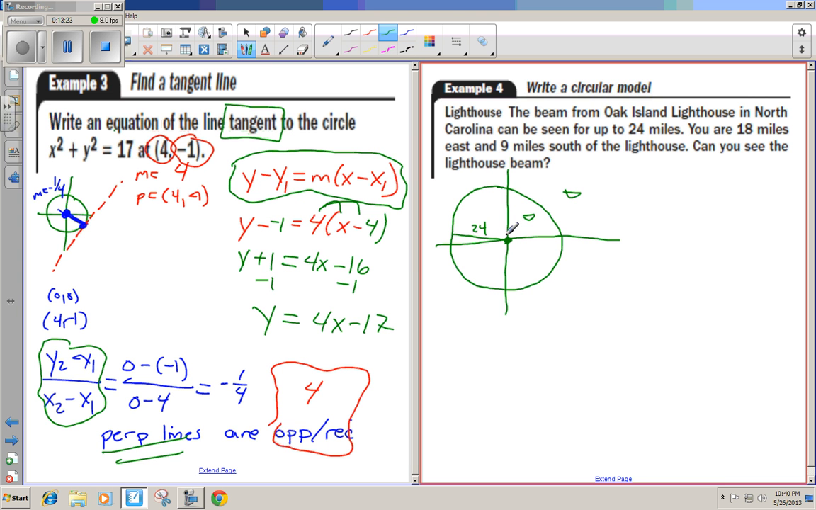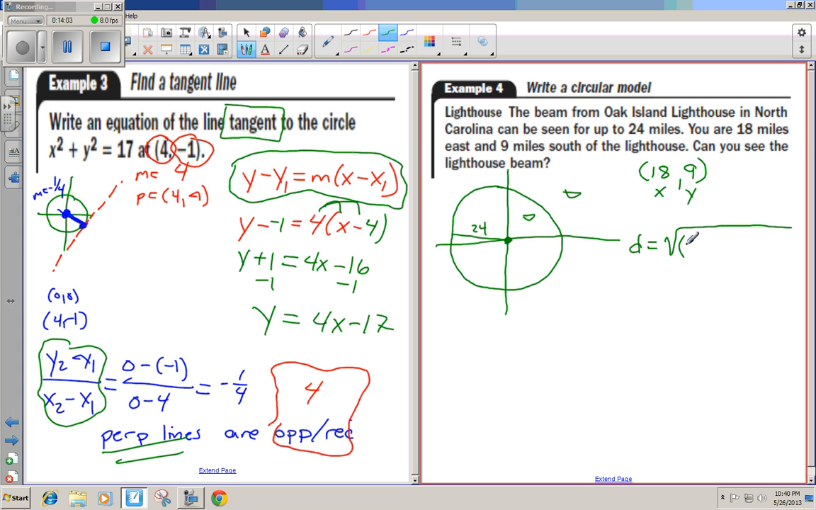All right, there's a few ways you could go about doing this. What you could do is say, we know that east and west is left and right, so that's x and y. Up and down, north and south, so we're looking at 18, 9. Here's your x, here's your y. This is your east, that is your south. So we could just use the distance formula to see if the distance from the origin to here is less than 24 miles. So let's start off with that one.